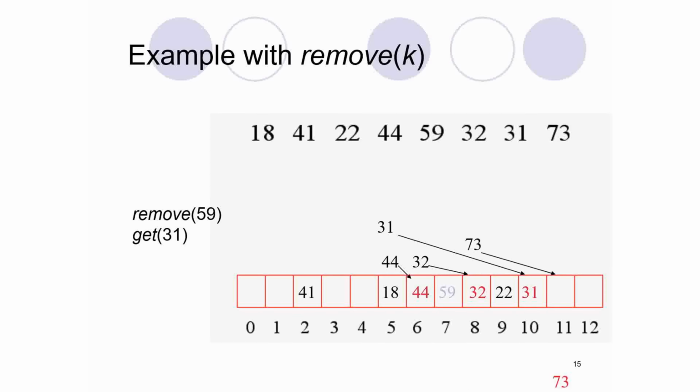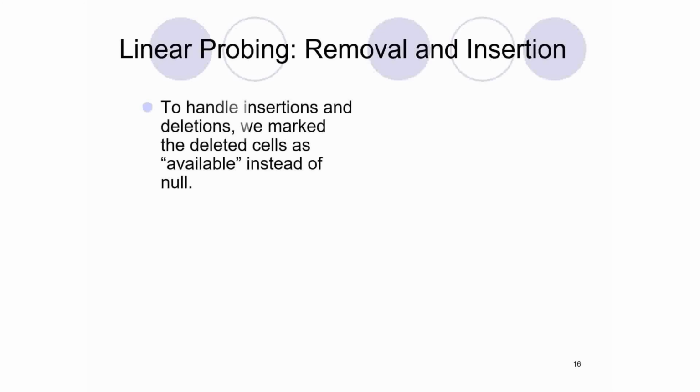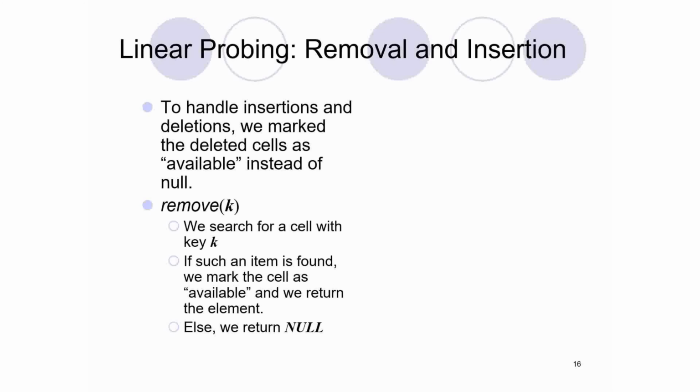Linear probing, removal and insertion. To handle insertions and deletions, we mark the deleted cells as available instead of null. Remove(K): we search for a cell with key K. If such an item is found, we mark the cell as available and we return the element. Else, we return null.